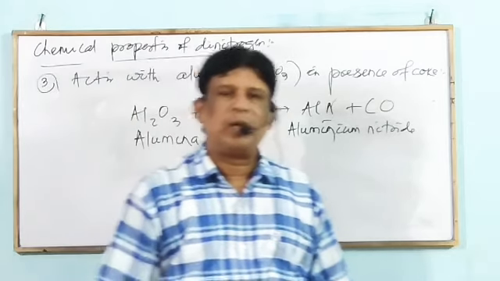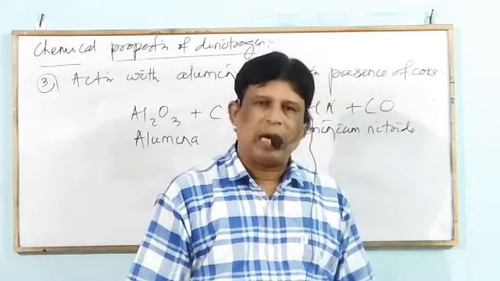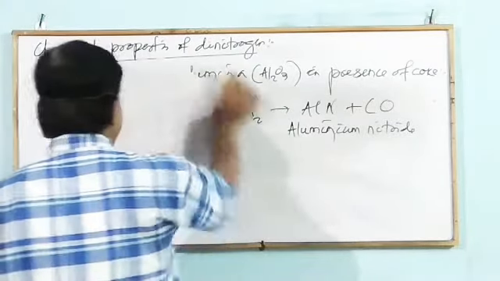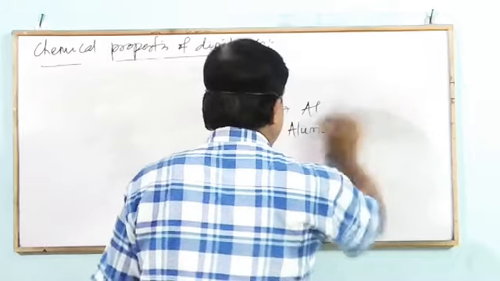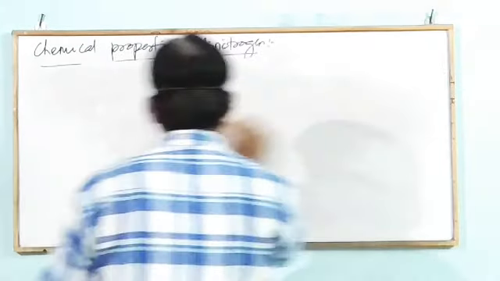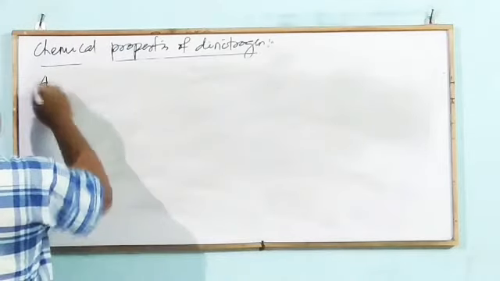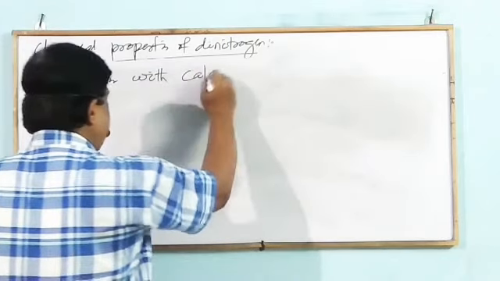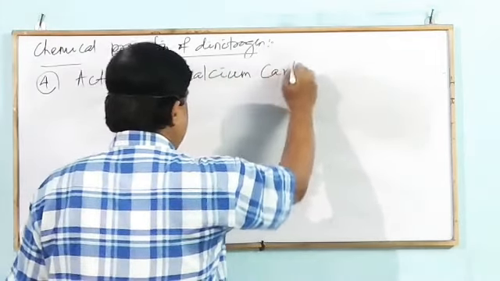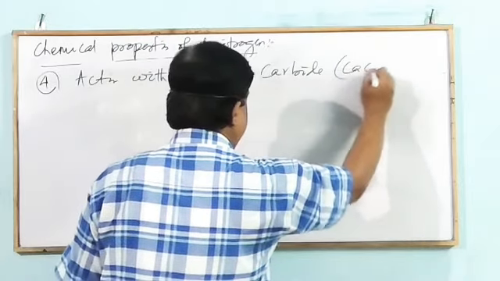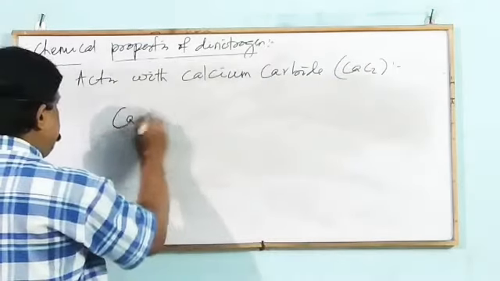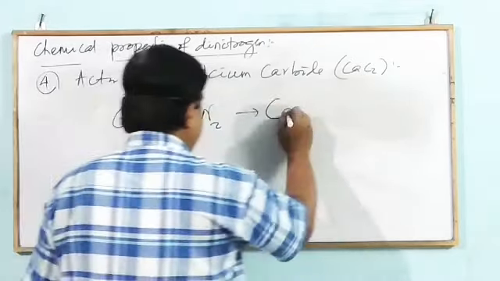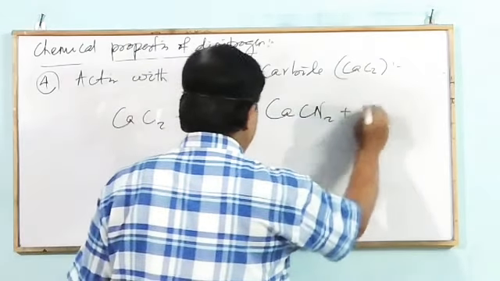Move to the next chemical property, that is reaction with calcium carbide, formula CaC2. Mark that. CaC2 combines with dinitrogen to give rise to CaCN2 plus C.